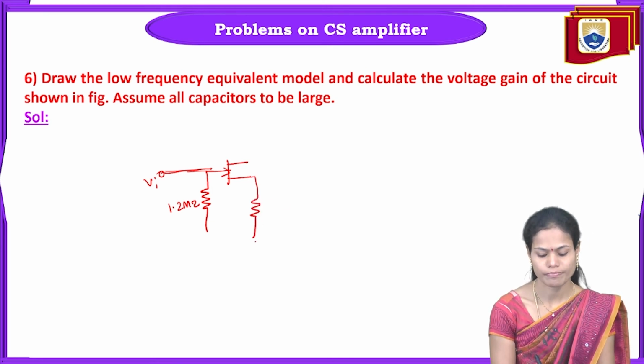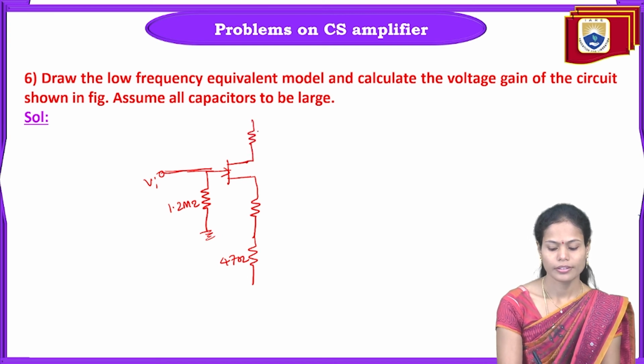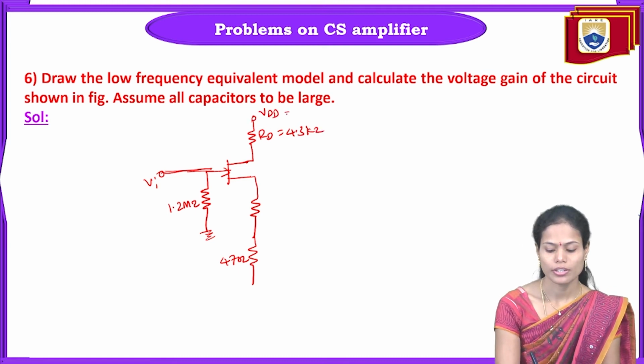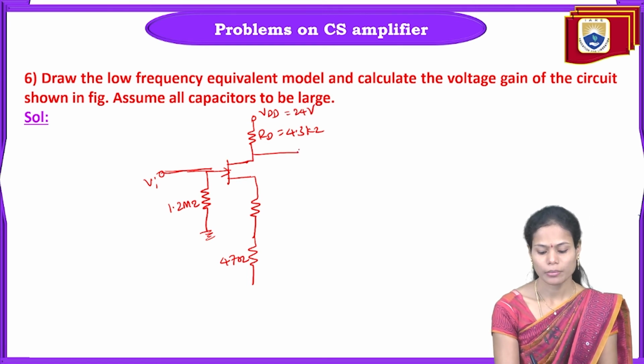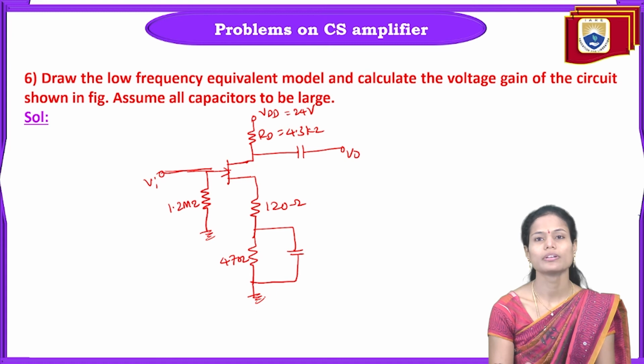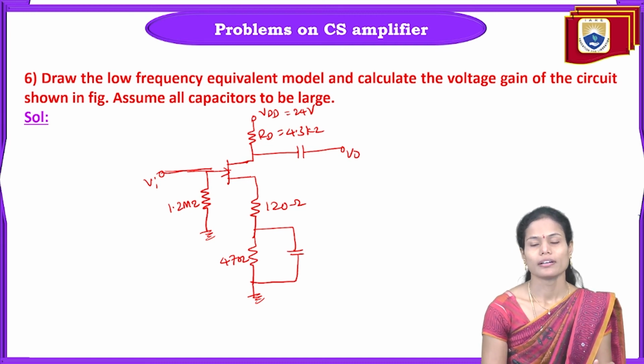source resistance RS, as well as one more resistance is given, 470 ohms, and drain resistance RD equal to 4.3 kilo ohms, and here the supply voltage VDD is 24 volts, and the coupling capacitor, and here it is 120 ohms, and the bypass capacitor is also given. So for this given common source amplifier circuit, we need to draw the small signal equivalent circuit by considering all the capacitor values are large.